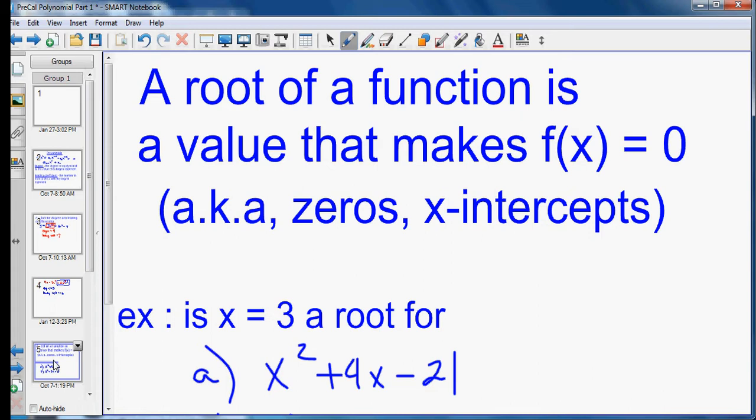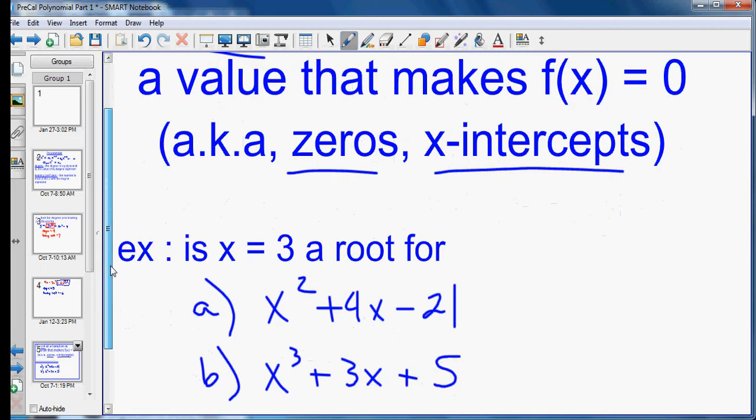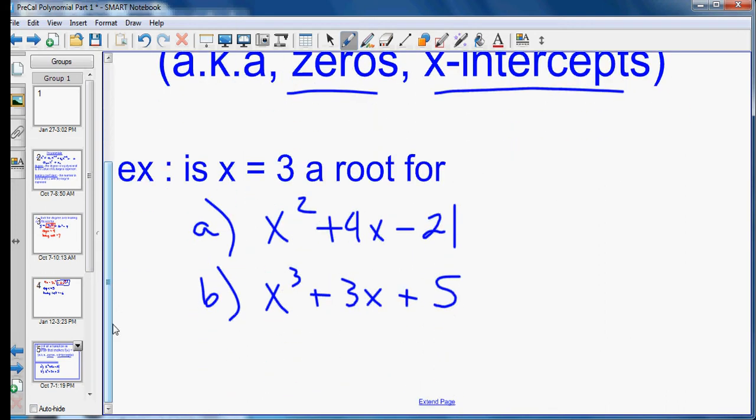Now, if you have seen other textbooks or hear other places, find the zeros of the function, that's the same thing. Or if they say find the x-intercept of that function, it's the same thing. So all three of these words are exactly the same thing. Finding them is all done the exact same way because they are the same thing. So we're going to plug the number 3 into these two equations. If our result is 0, then yes, it is a root of that function.